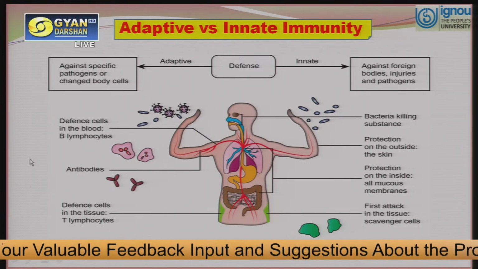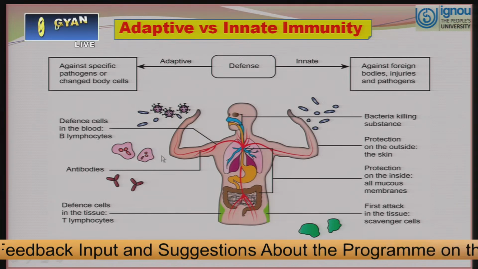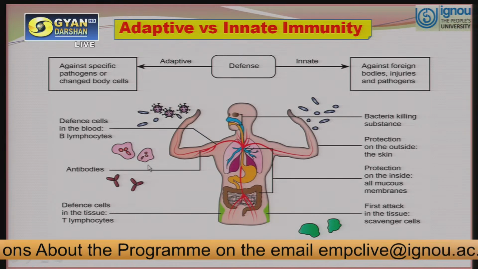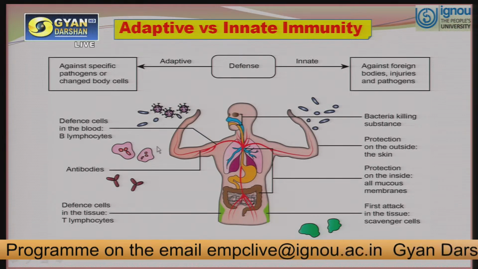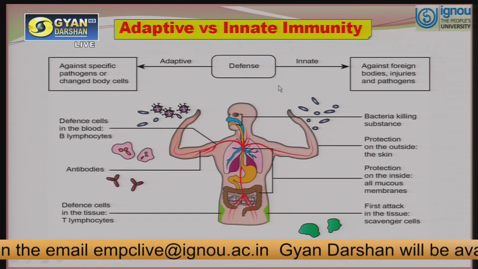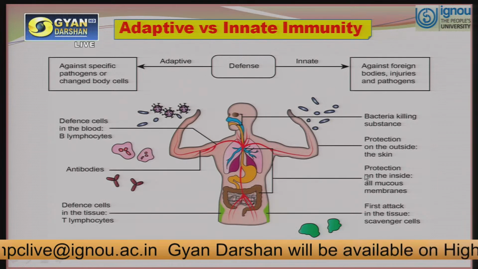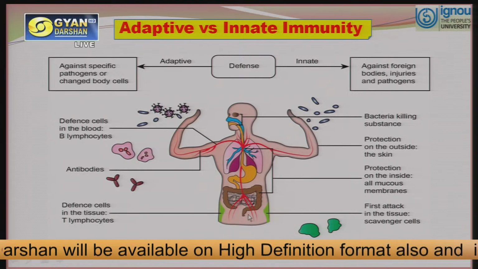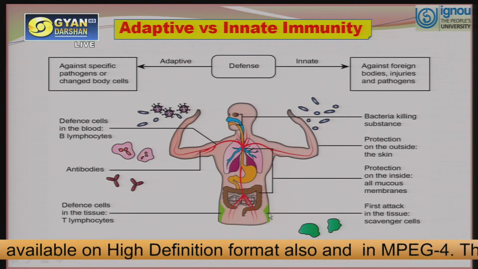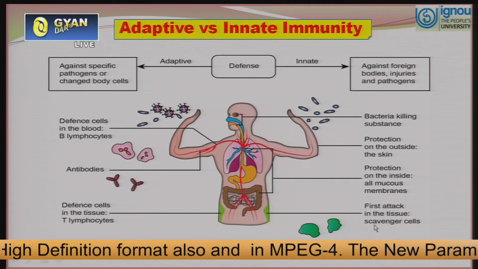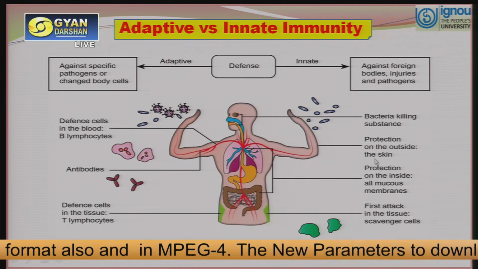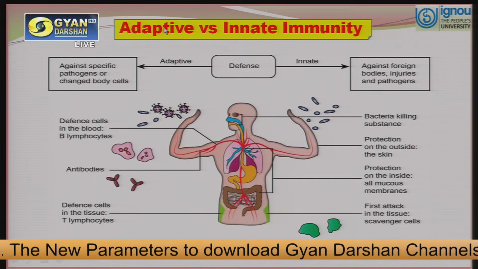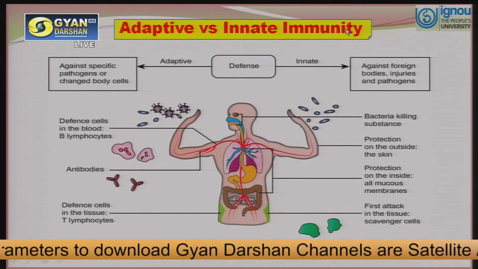We can acquire adaptive immunity from infection. T cells and B cells are involved, and even antibodies which are produced inside the body, in the case of adaptive immunity. But innate immunity is the first line of defense against infection. It involves barriers, the skin, and various tissues. So you can say it is innate immunity. So that is adaptive versus innate immunity.